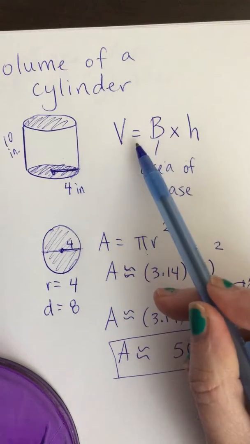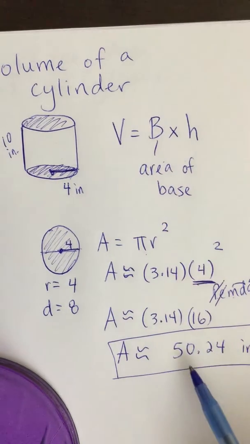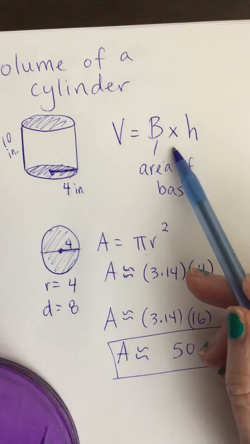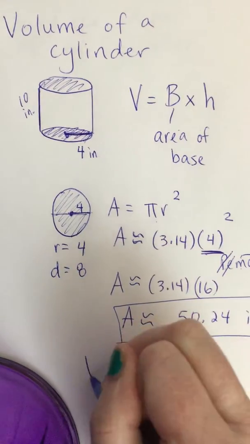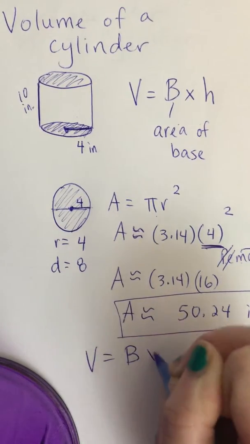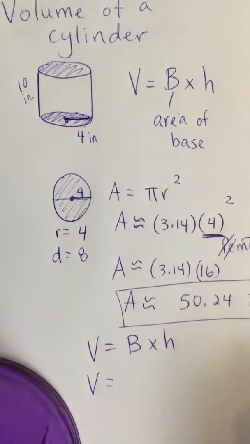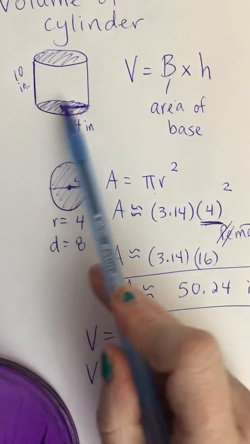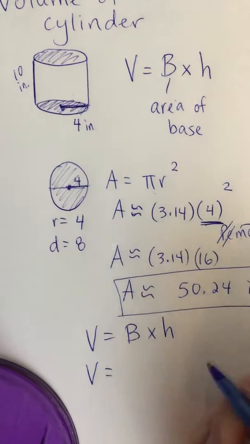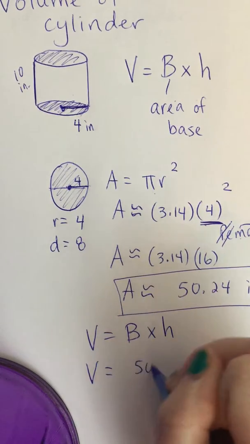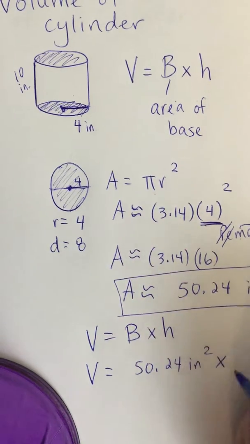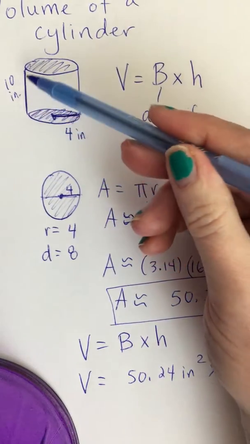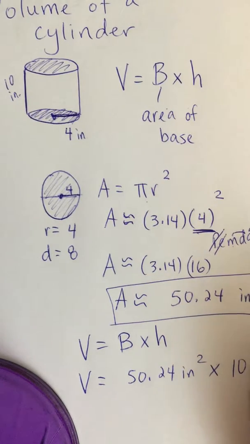So we're going to do volume equals the area of the base, which we got was 50, and then we're going to times it by the height, which is 10. All right, so here we go. Volume equals area of the base times height. The base was a circle, and the area, the flat area of that, was 50.24 inches squared, and then we're going to multiply it by the height, how tall the cylinder is, which is 10 inches.